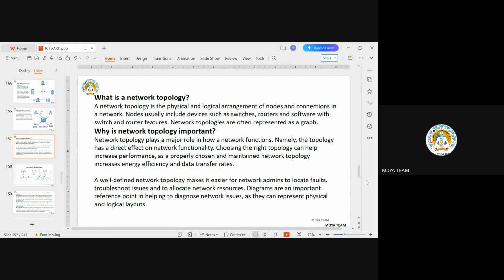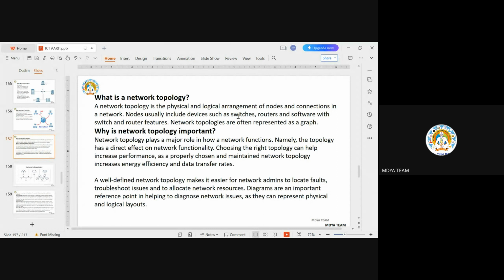Now, nodes usually include devices such as switches and routers. We will discuss switches and routers, because there are switches, hubs, gateways, and routers. These are the hardware devices by which we can connect the PCs with each other.